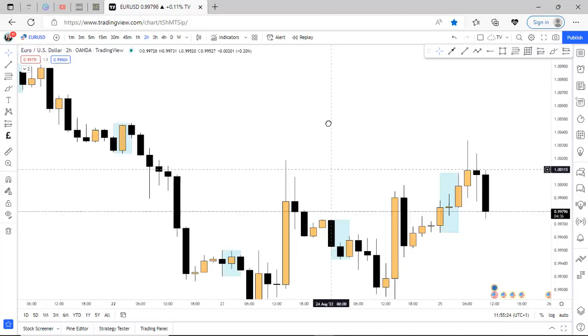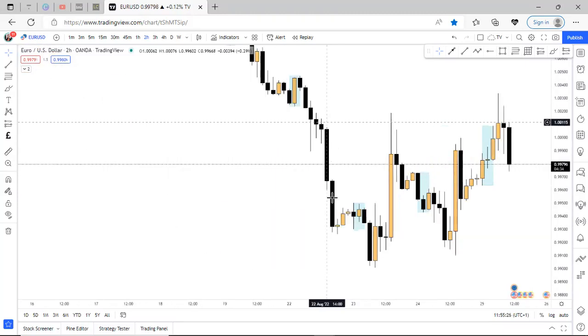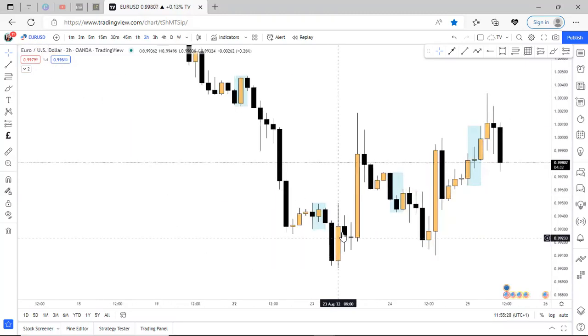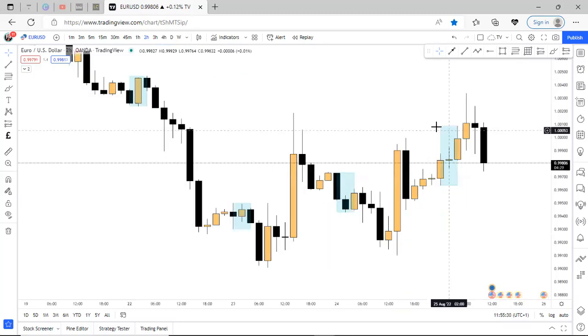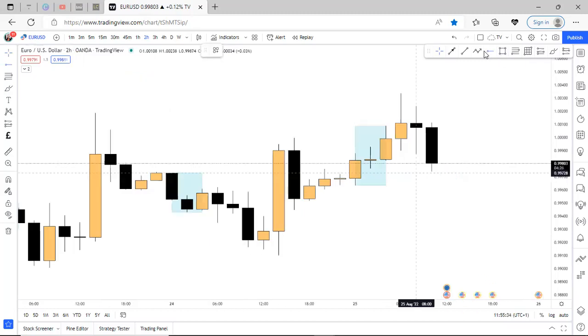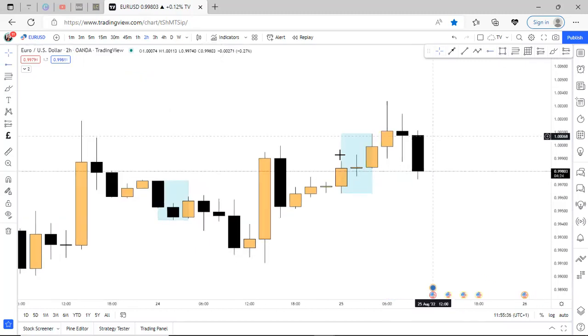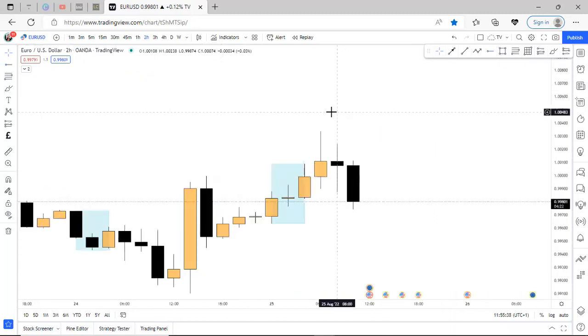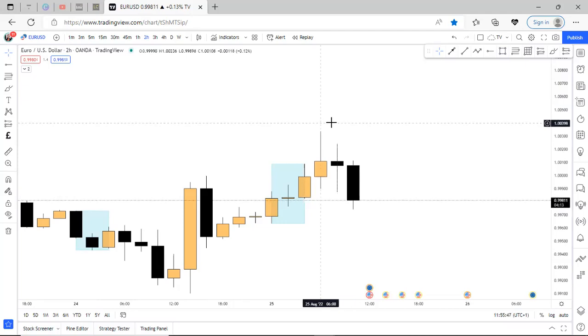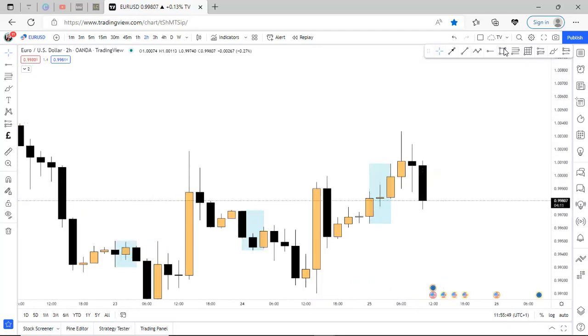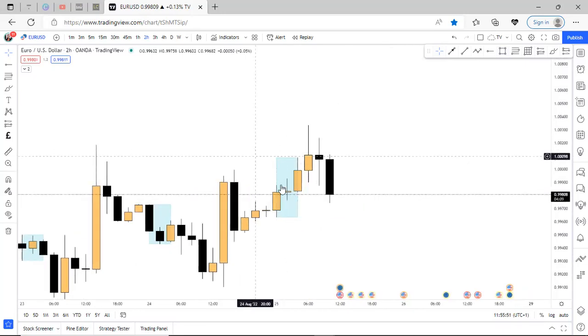This is the reason why I always have this indicator turned on. It shows me the highs and the lows of the Asian session. As you all know, we have four different trading sessions: the London session, the New York session, the Asia or Tokyo session, and the Sydney session. But in this strategy, we'll be focusing on the Asian session.